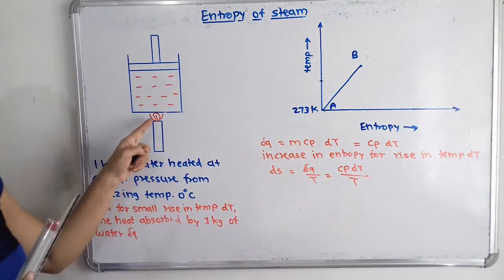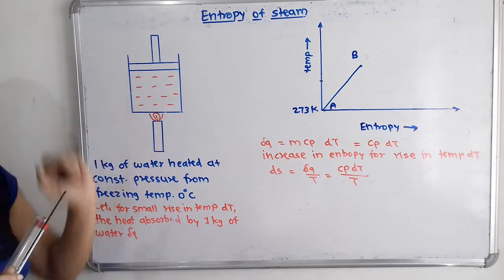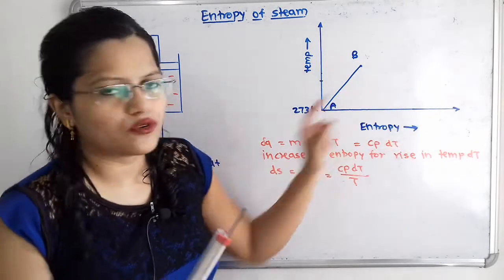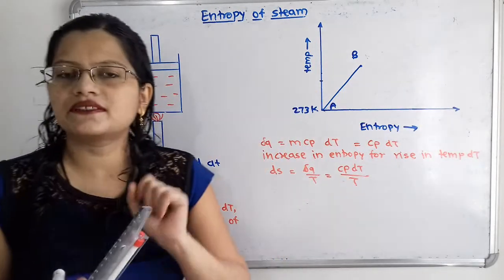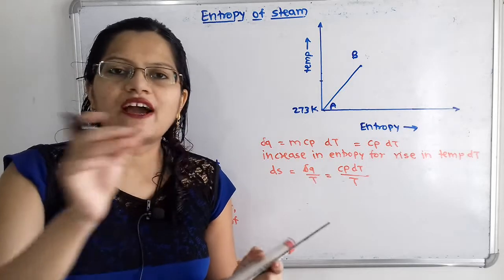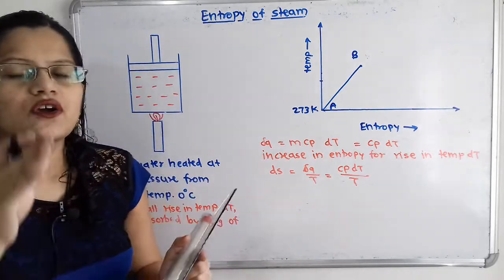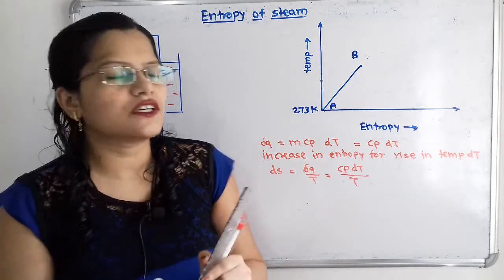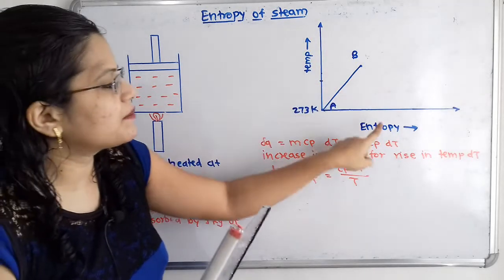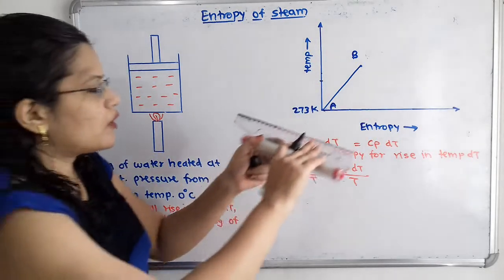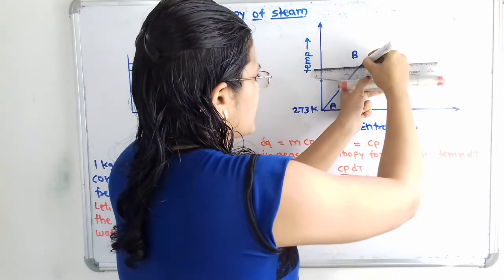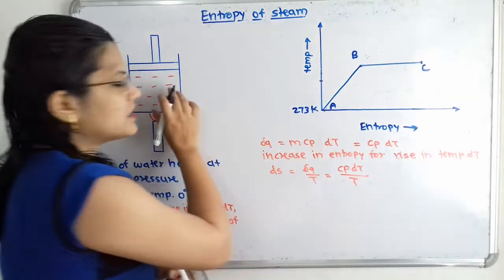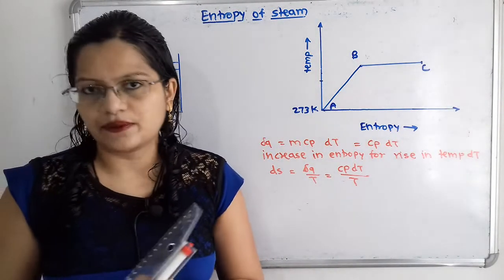But we know that the process of addition of heat is continued. So we have to show, because of addition of heat, increase in entropy, but temperature will remain same. Now up to which point we have to show this process? Until all the water is getting converted into steam, this process continues. That means temperature will remain same but entropy is getting increased. So I will show this process with this process BC. Now at this point C, all the water is getting converted into steam.